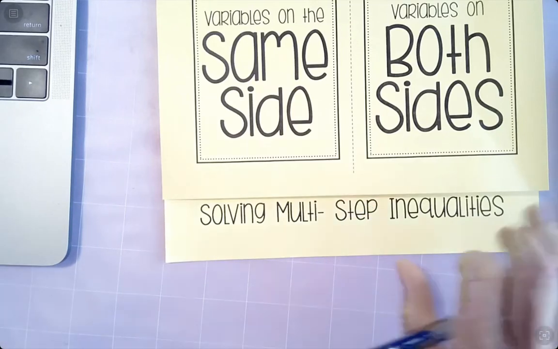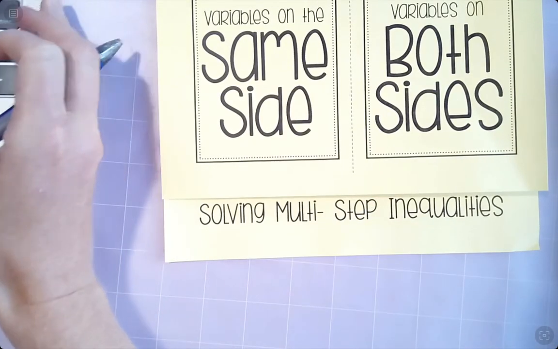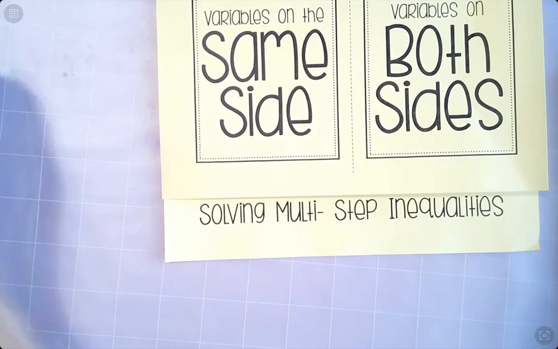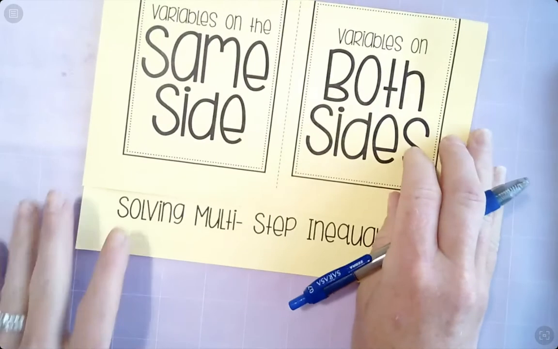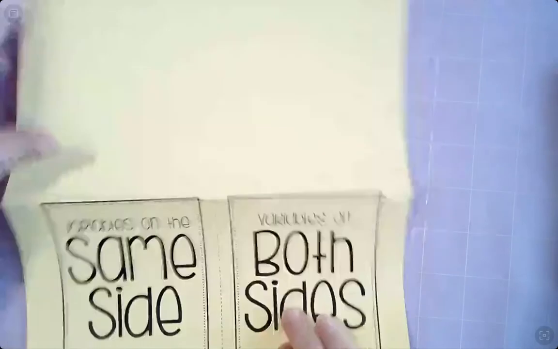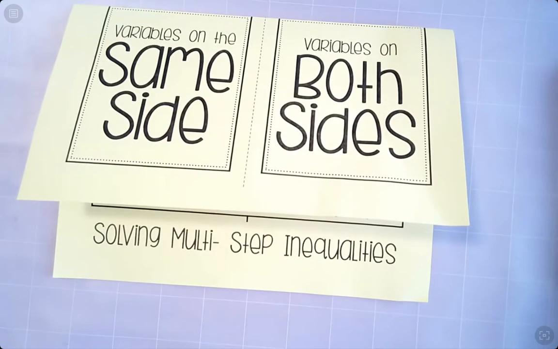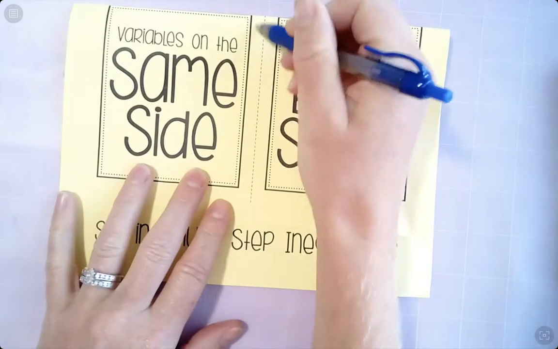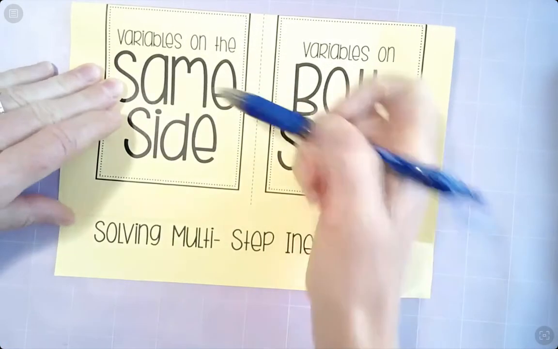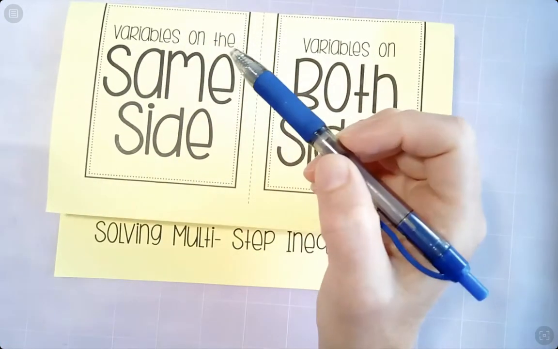We are looking at solving inequalities, and so this is multi-step inequalities. So you will fold, you'll look at your paper like this, and you'll fold it like that. And then when we're done, we will cut down this dotted line so we can look at variables on the same side and variables on different sides.